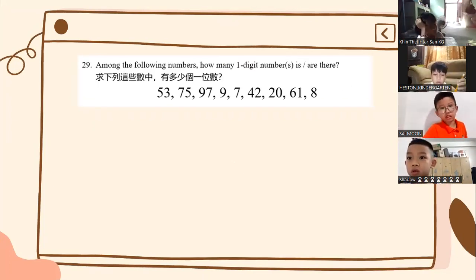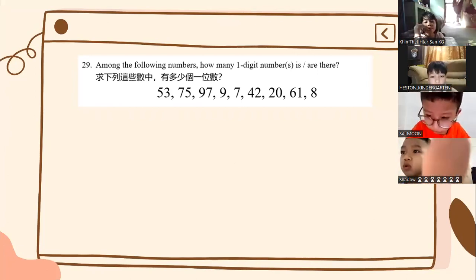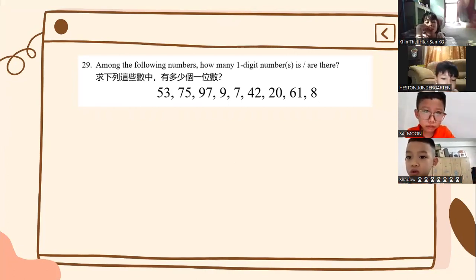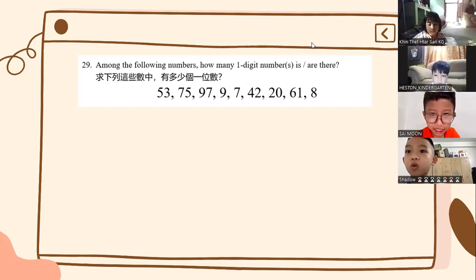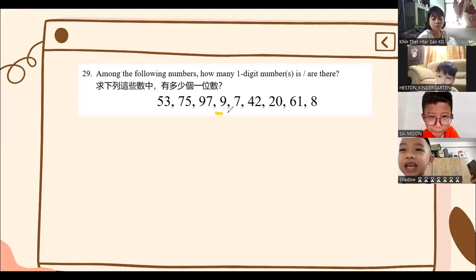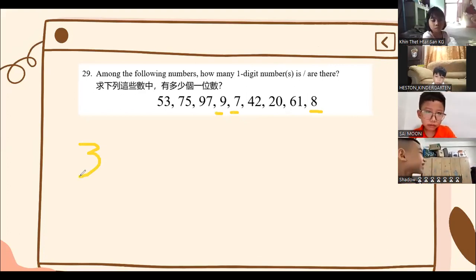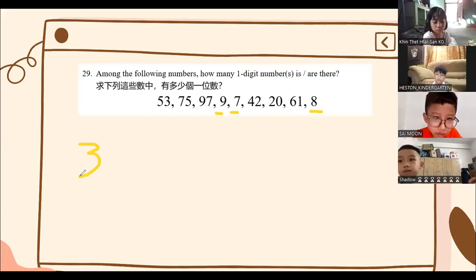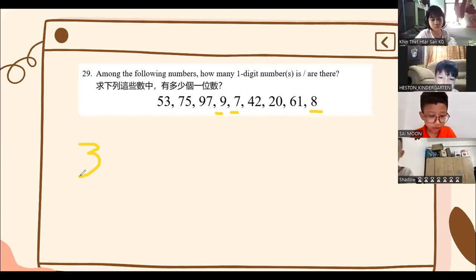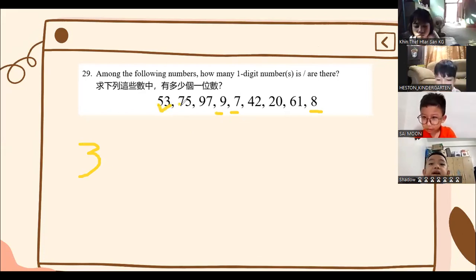Okay, among the following numbers, how many one-digit numbers are there? Three. Okay, what are those numbers? Very good. One-digit numbers are just 9, 7, and 8. Okay, you have 3. Very good. How about if I say, how many are two-digit numbers? 1, 2, 3, 4, 5, 6, 7, 8. Very good. You have 6 numbers.